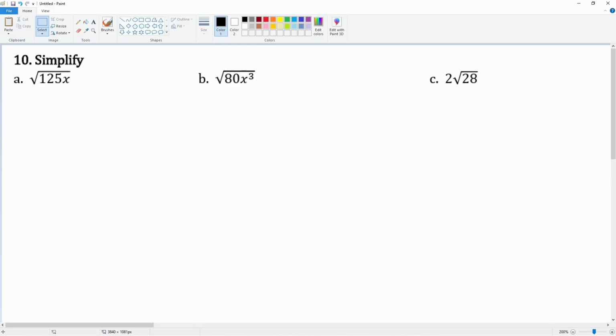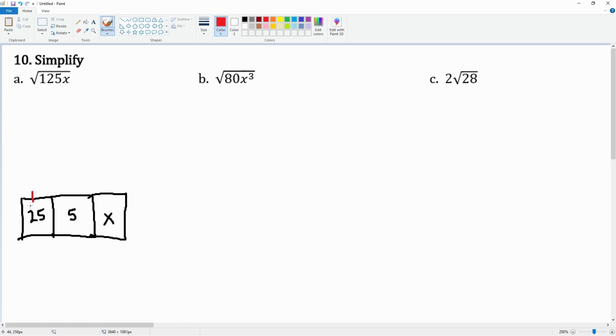All right, here we have number 10. So number 10 asks us to simplify these. It's the same thing as before, but now there's just a variable, but do it the same exact way, okay? So we have this rectangle of 125, then we also have this rectangle of x. 125 can actually be broken down into 25 times 5, yes.